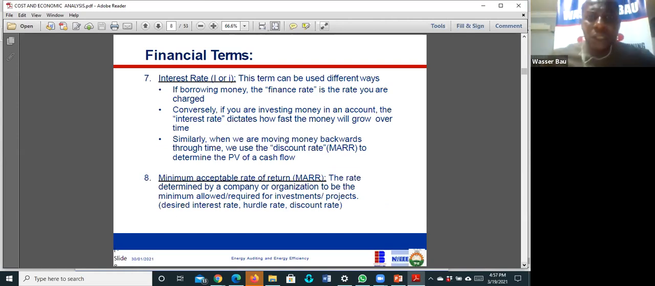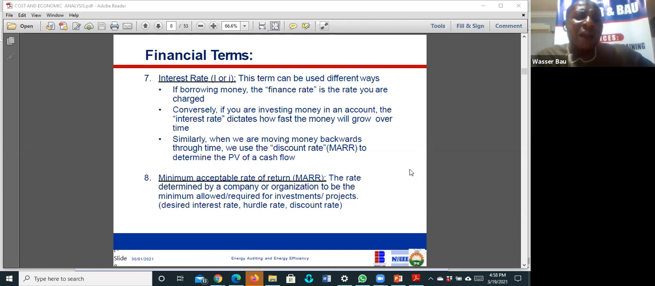Then we have the interest rates. I mean, this one is a familiar term. This term can be used in different ways, and I want us to think of it. If you're borrowing money, you call it the finance rate. If you're investing money, you call it the interest rate. They all mean the same thing. Then if you're moving backward, if you're discounting backward, you call it the discount rate. So whether you call it the discount rate, the hurdle rate, the finance rate, or whatever you understand, interest rate, they all mean the same thing. So take note of that.